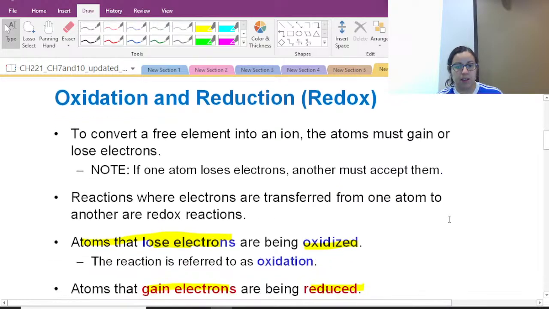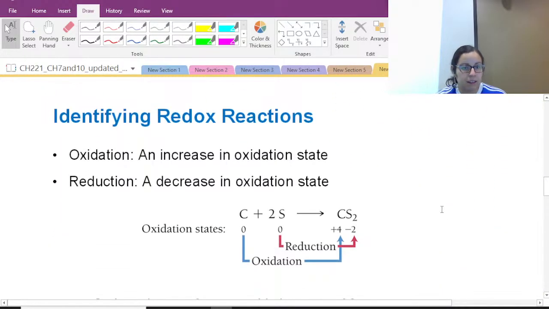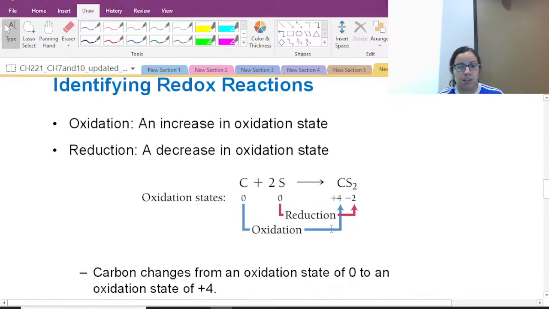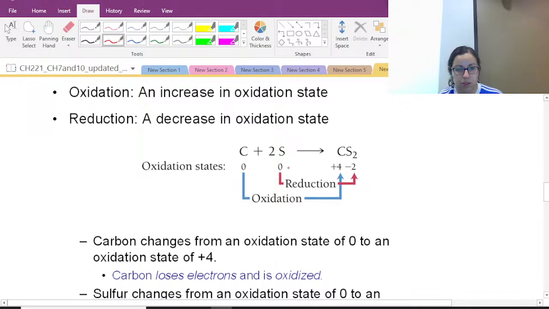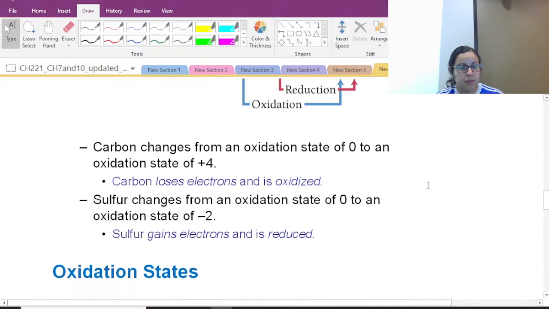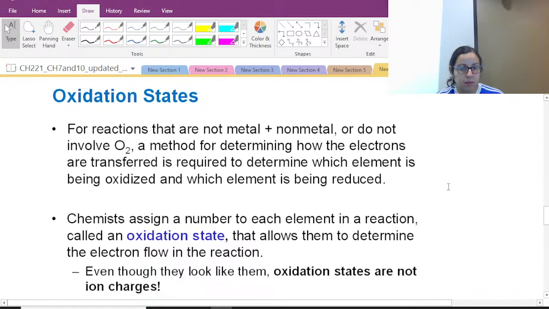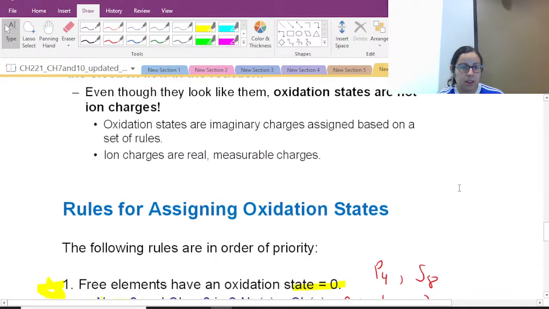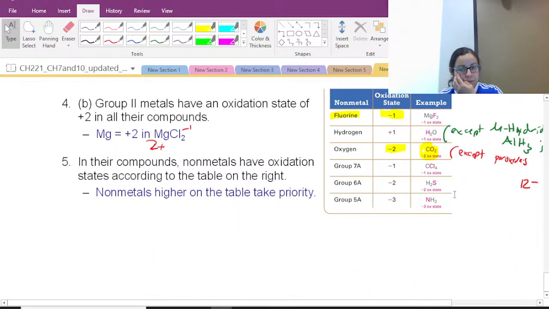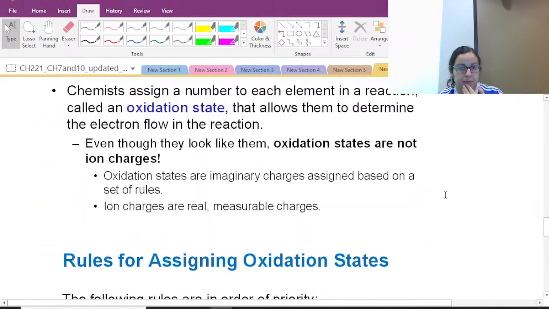All right, so let's go back to our redox section. So here's another case. Again, same thing, carbon in this case goes from 0 to +4 based upon our sulfur. Sulfur, of course, is -2, right under oxygen. And so carbon is oxidized and sulfur was reduced. And so let's look at some, I didn't put weird examples.